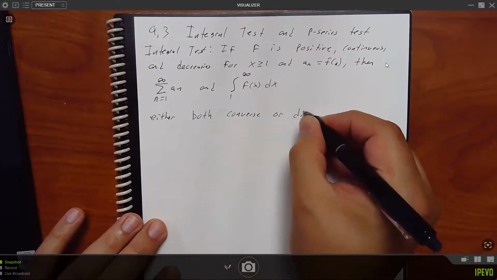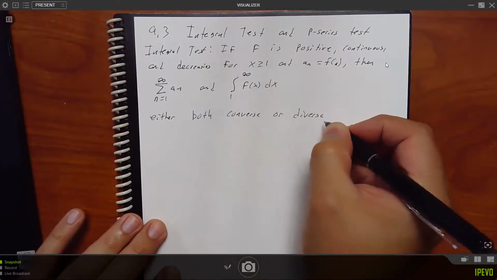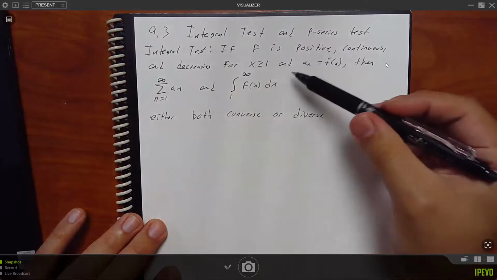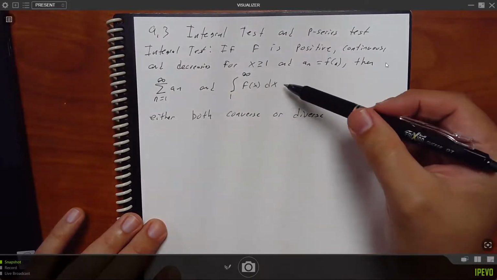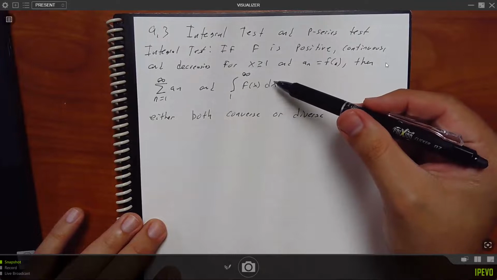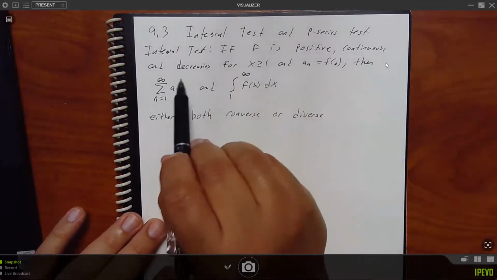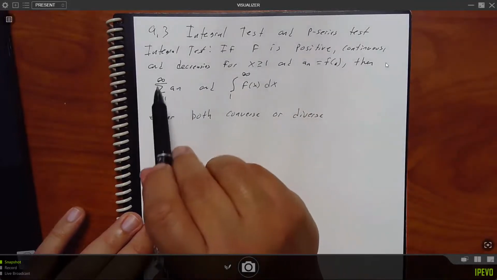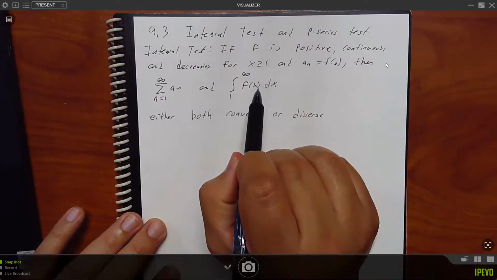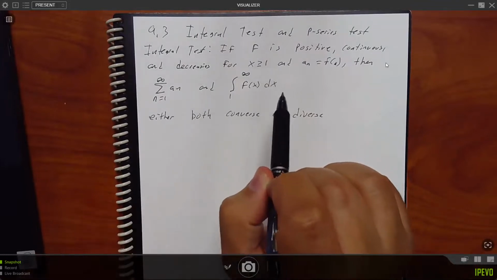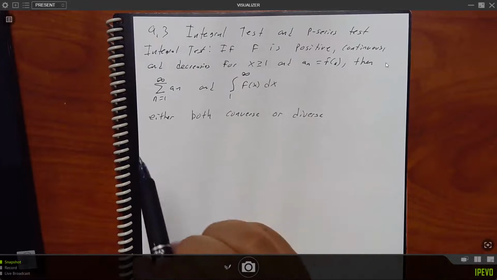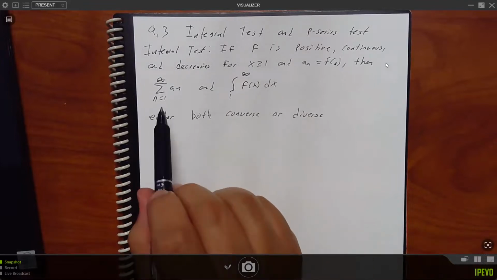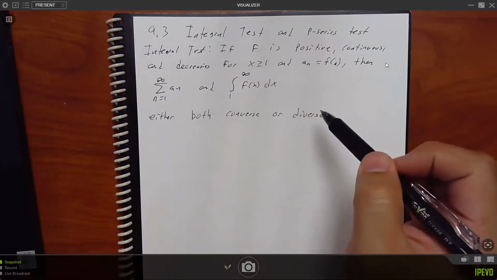or diverge. Remember at the end of chapter 8 we did the improper integrals, right? So that's basically what this is. You're checking to see if it converges. So you take the series right here and you change it into an integral and see if that integral converges. If it does, then that means the series is good, also converges. That's what the test does.